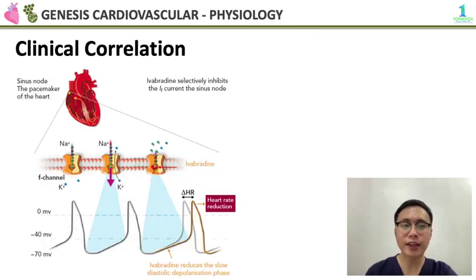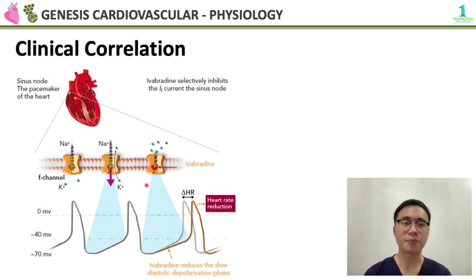A little bit of clinical correlation. So here is your IF, no? Yung funny channels natin. Ano nga yung tinatransmit niya? It's sodium, di ba? So it's actually selectively inhibited by a drug which we call ivabradine. Okay, so ivabradine will target specifically the IF current. And where do you see it? You see it in the sinus node. Okay? So that's why ivabradine is a drug that we can use in order to decrease the heart rate.